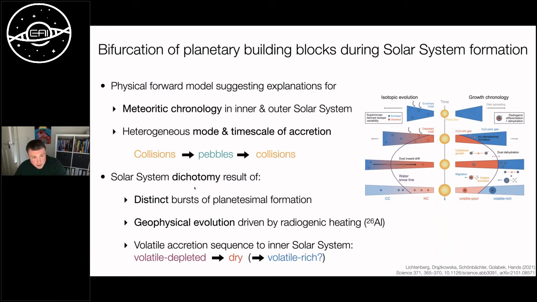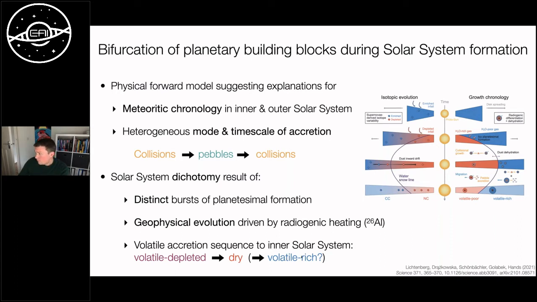The solar system dichotomy is then a direct result of distinct bursts of planetesimal formation and the geophysical evolution driven by radiogenic heating, which is the key element that can explain trends in chemical deviation in the inner and the outer solar system. The volatile accretion sequence is a little bit different because of that than in classical models. It starts with volatile-depleted material, desiccated from aluminum-26 heating, then goes over to dry pebbles that accrete inside the snow line on the inner terrestrial planetary embryos, and then potentially becomes volatile-rich again by scattering.